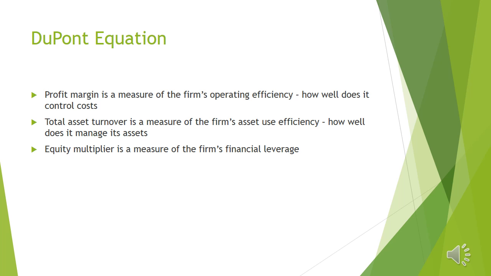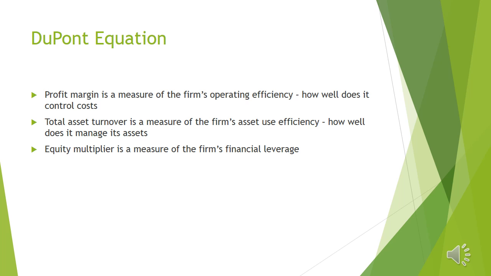This slide just summarizes the DuPont equation again, and the three components that go into the calculation of the DuPont equation. The return on equity is calculated as a product of the profit margin times the total asset turnover and the equity multiplier. The profit margin is a measure of the firm's operating efficiency, or in other words, how well it does to control costs and also how well it is generating sales.